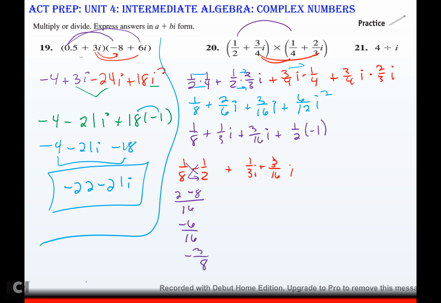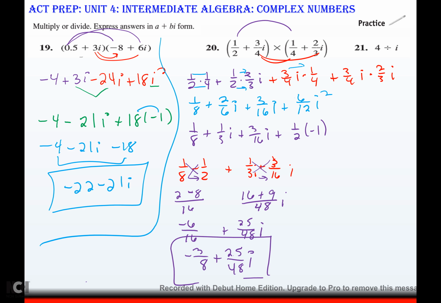Okay, and then if I do this, criss would be 1 times 16 is 16, plus 3 times 3 would be 9, all over, straight across, 3 times 16 would be 48. So that gives me 25 over 48i, and I can't reduce that, so 25 over 48i, and that will be my solution.